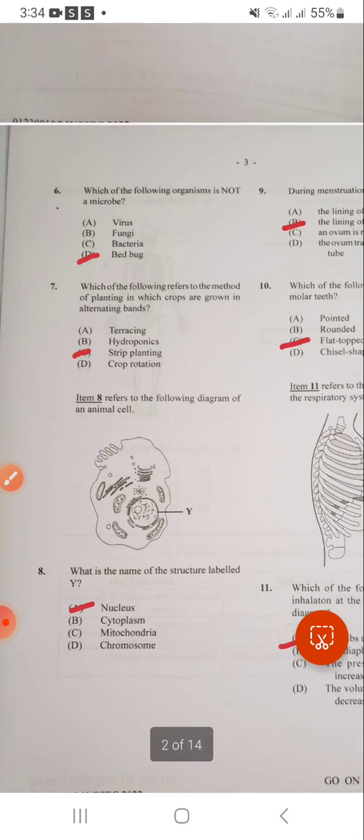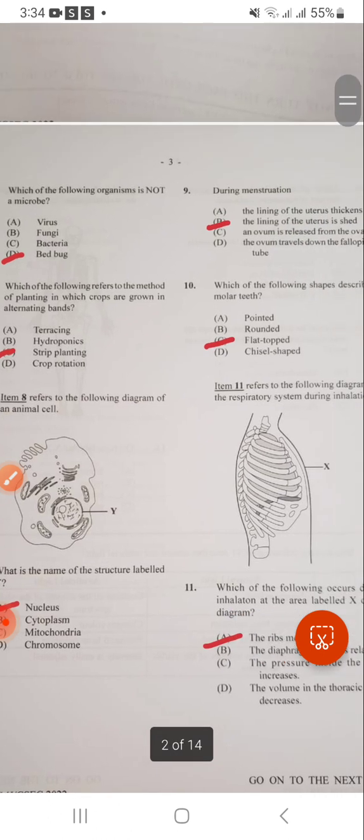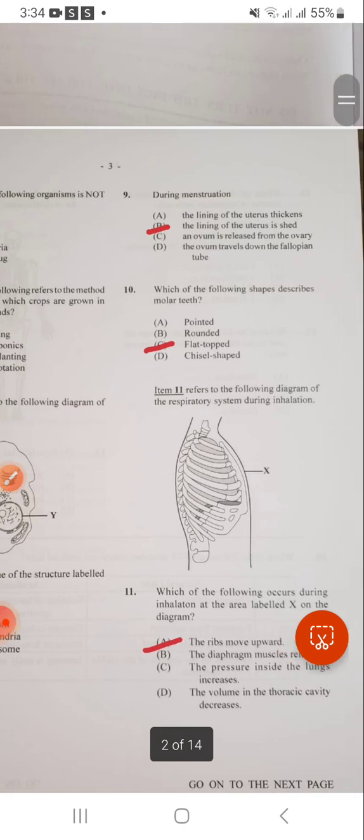Question number 8 asks us to identify the part labeled Y, and that is the nucleus in the animal cell. Question number 9. During menstruation, the lining of the uterus is shed. That is a B.